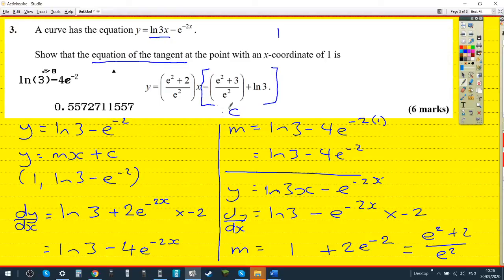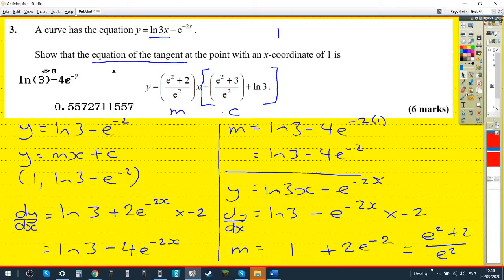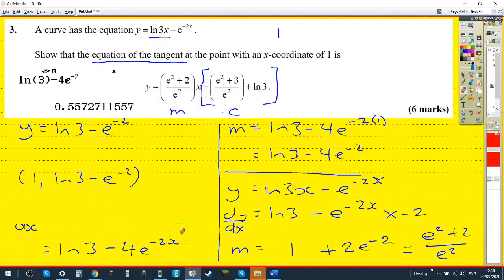So does that mean I now need to sub in my value for x, which is 1, and my value for y, which is ln 3x minus e to the minus 2x? y is without the x's, the y coordinate. So y is ln 3 minus e to the minus 2. And what would you sub them into?